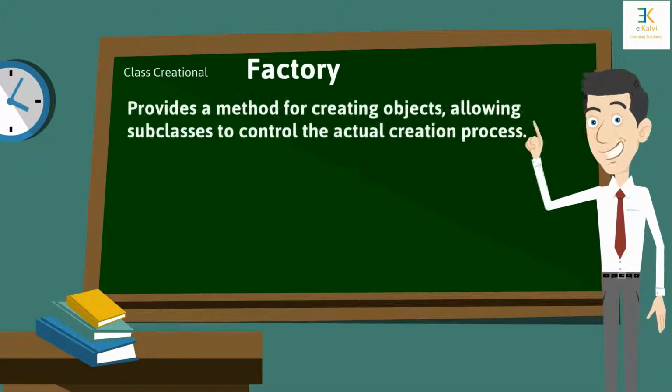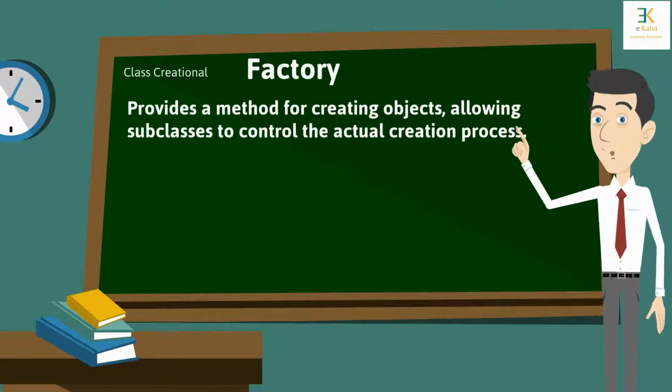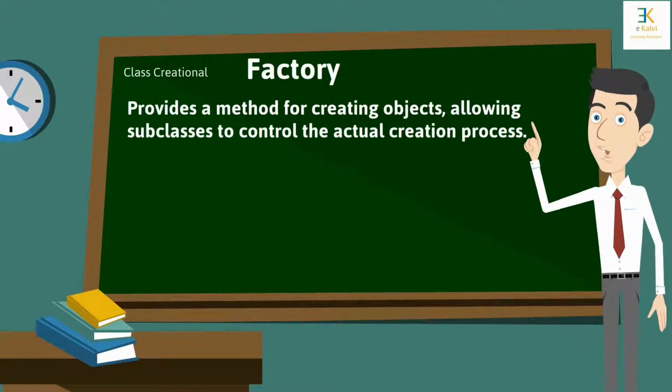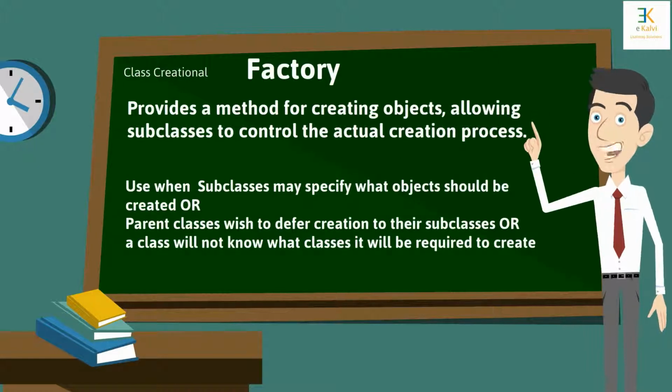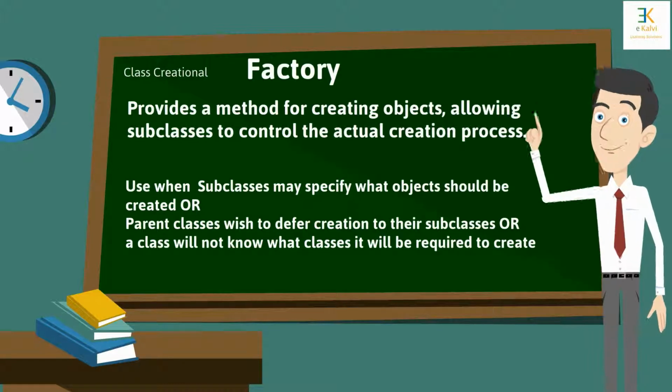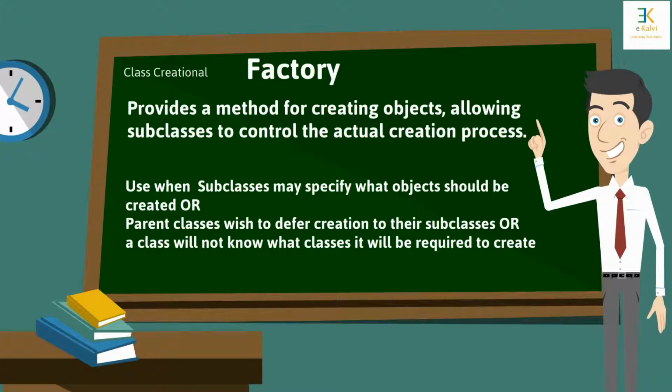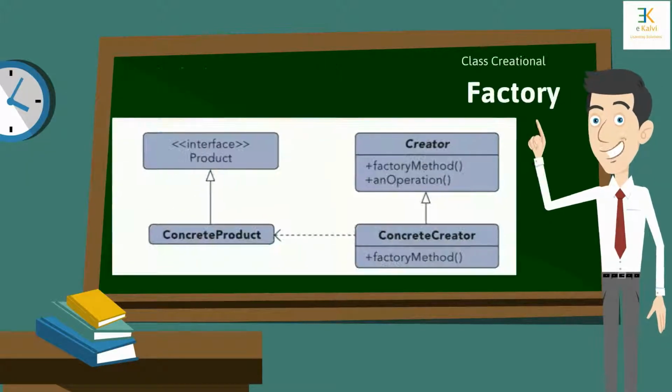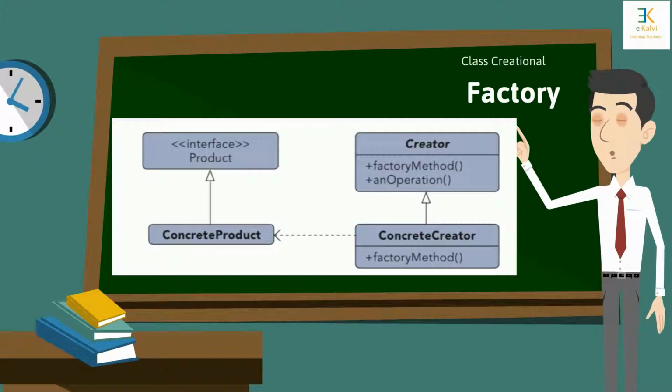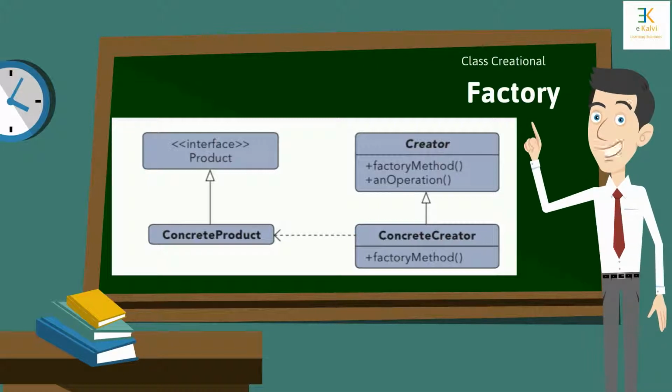The next is a class creational pattern. The factory provides a method for creating objects, allowing subclasses to control the actual creation process. Use when subclasses may specify what objects should be created, or parent classes wish to defer creation to their subclasses, or a class will not know what classes it will be required to create. It is a lightweight pattern that can connect parallel class hierarchies. If each hierarchy contains a factory method, it can be used to create instances of subclasses.